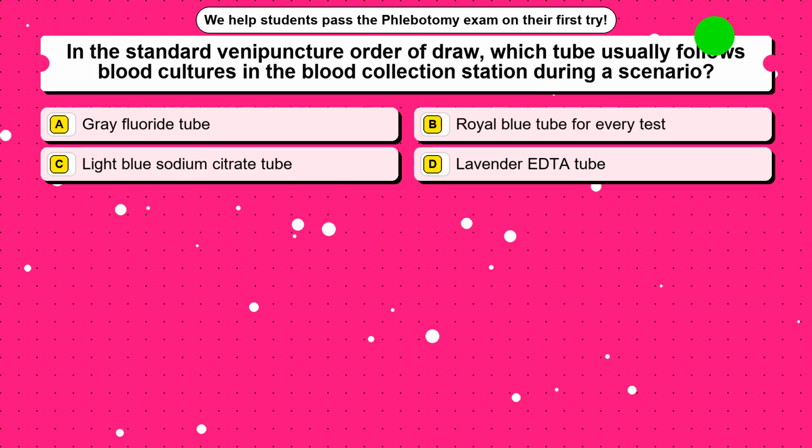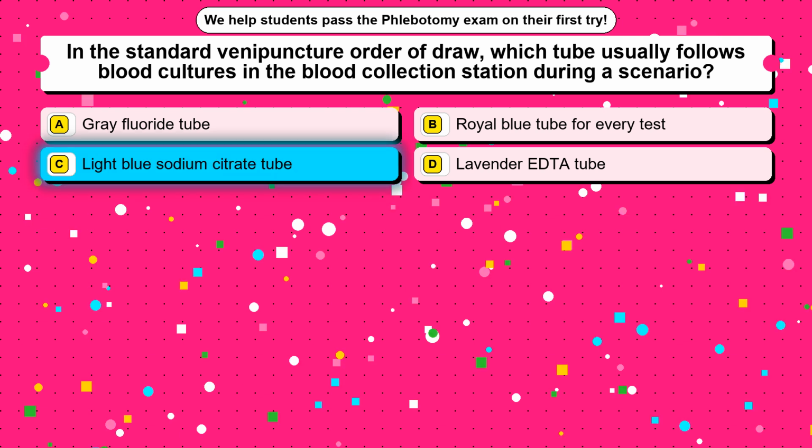Question 15. In the standard venipuncture order of draw, which tube usually follows blood cultures in the blood collection station during a scenario? Option A. Gray fluoride tube. Option B. Royal blue tube for every test. Option C. Light blue sodium citrate tube. Option D. Lavender EDTA tube.